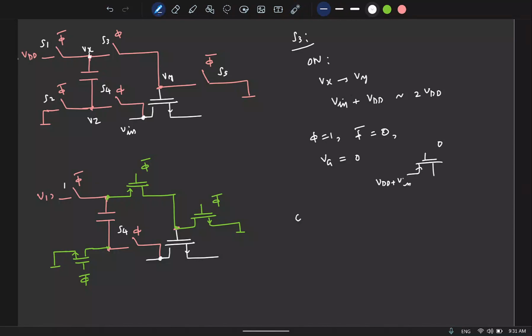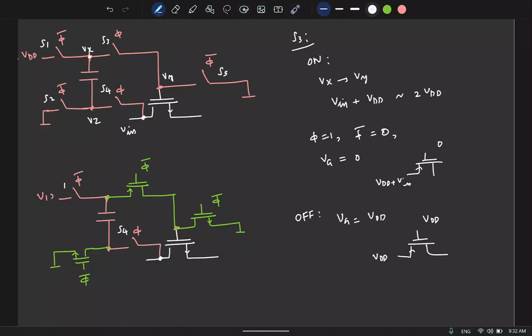And when you want to turn it off, you will apply the gate voltage to be VDD. So the gate is VDD. And when the switch is off, phi is 0. So this portion will be connected. So Vx will be at what potential? VDD. So this will be at VDD.